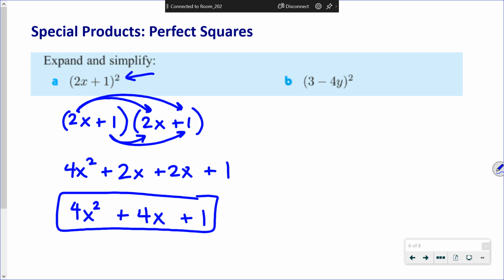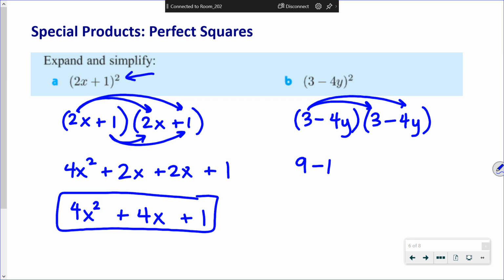We'll try one more example, just so you can see it done again. We're going to take the 3 minus 4y. The first thing I recommend that you do is write it out twice. Got 3 times 3 is 9. 3 times negative 4y is negative 12y. Again, a negative 12y, so you should be noticing the pattern that the middle two terms are always going to be identical. And then we get negative 4 times negative 4 is plus 16 and a y squared.